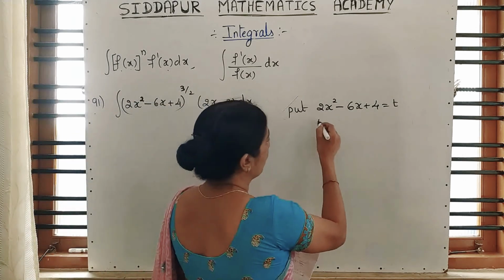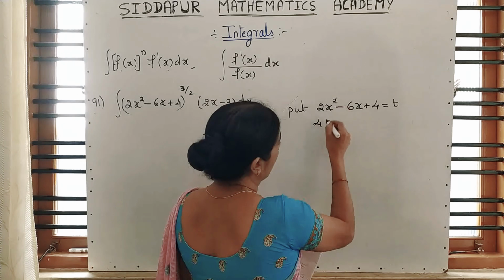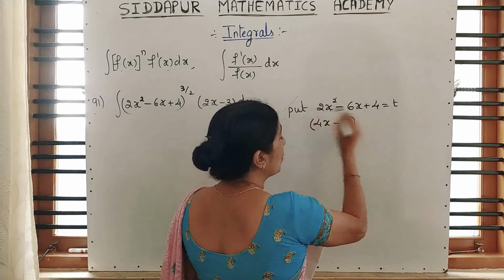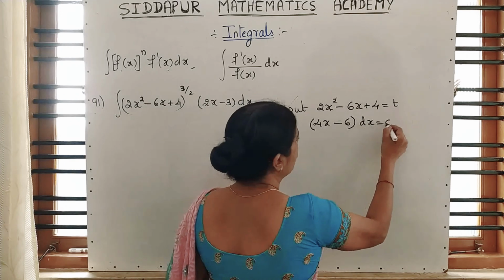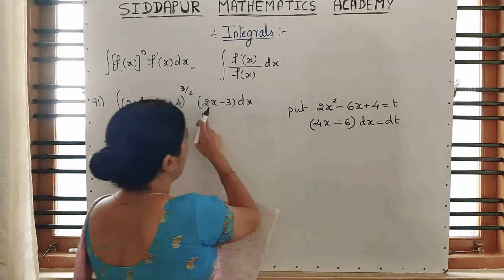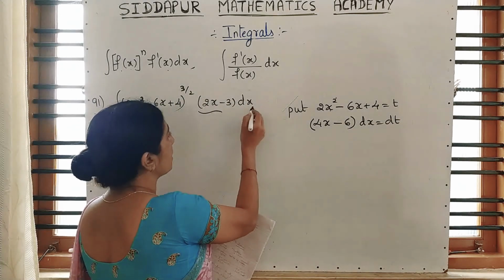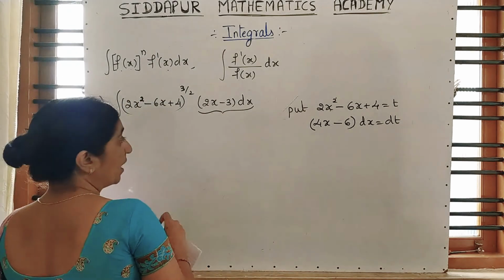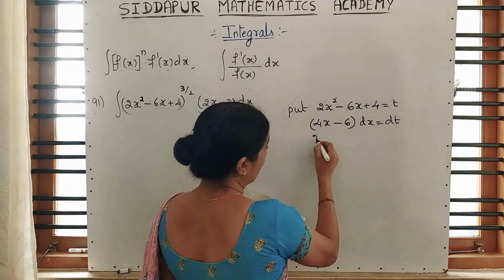Now differentiate, the differentiation of 2x square is 4x minus 6, and I told you write down 1 dx common. What is required? 2x minus 3. This is required. But we have 4x minus 6. Take 2 common.